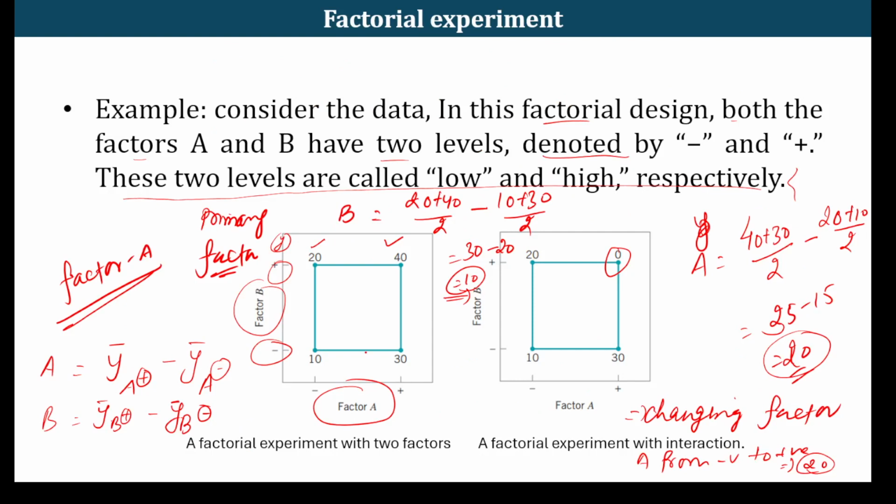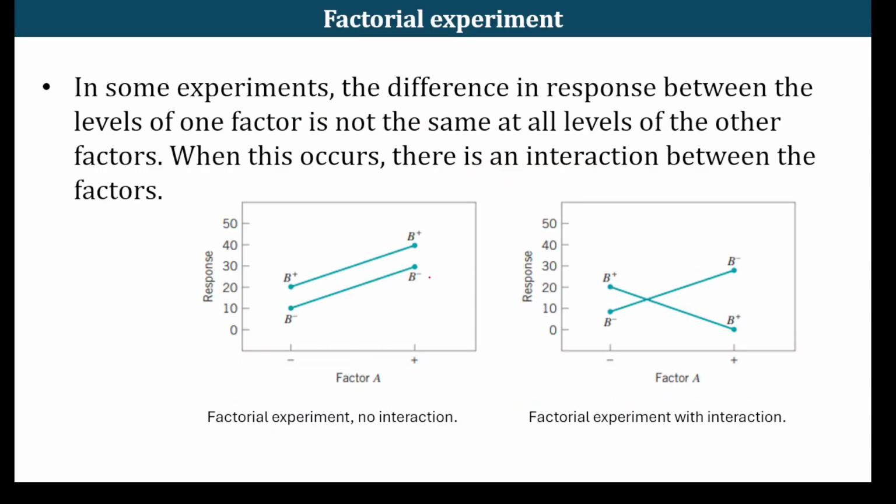This is without interaction. This is with interaction. When there is no interaction, both lines should be parallel. They can be anything like this, but they are not going to intersect at any point, so there is no interaction. If you say with interaction, they are going to cut at some point.